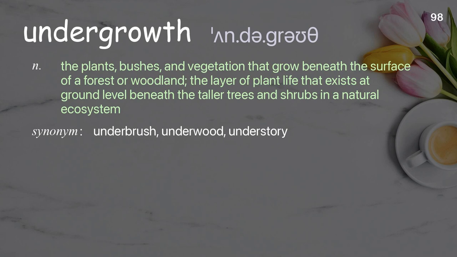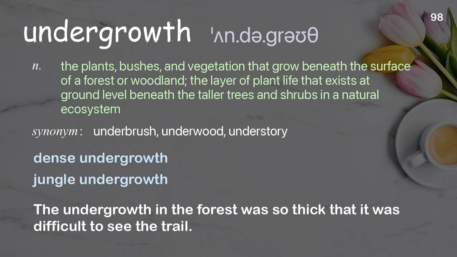Undergrowth. The plants, bushes, and vegetation that grow beneath the surface of a forest or woodland, the layer of plant life that exists at ground level beneath the taller trees and shrubs in a natural ecosystem. Examples: Dense undergrowth. Jungle undergrowth. The undergrowth in the forest was so thick that it was difficult to see the trail.